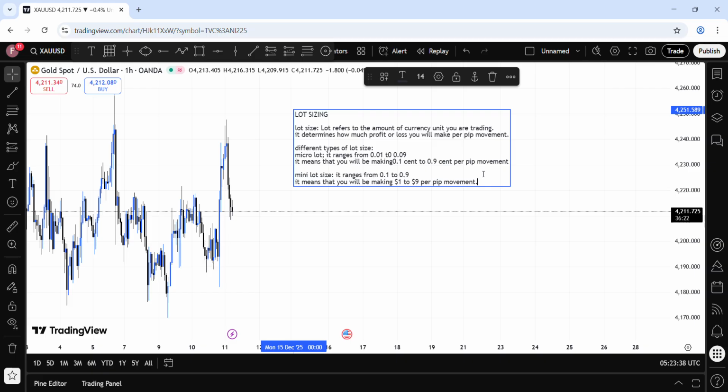Please, there is a difference between 0.01 and 0.1. The micro lot is 0.01, the mini lot is 0.1. In the micro lot, per pip movement, you are making cents, depending on your lot size. In the mini lot, per pip movement, you're making in dollars. Do you understand?